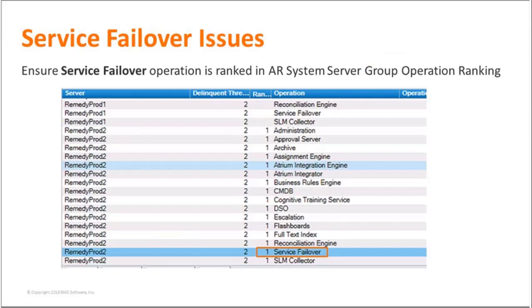This is one of those operations that you probably want to rank on all of your servers. If email is important to you, then if any of your servers are still up, you want the service failover operation still running. So, like I said, this is one of those that you probably want to rank across all servers in your group, even the user-facing ones.